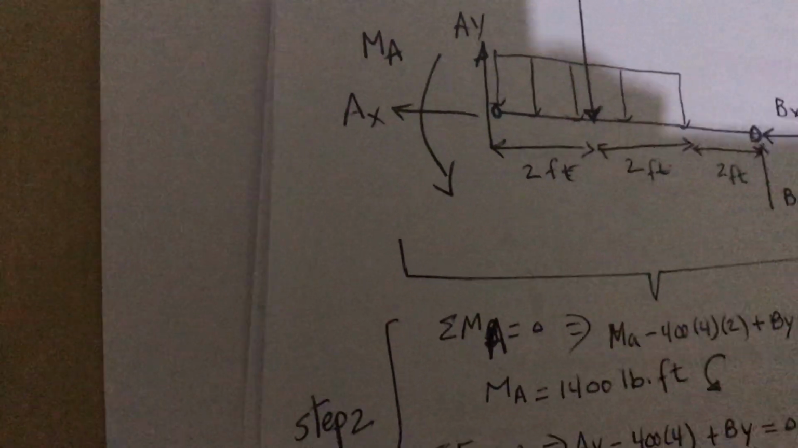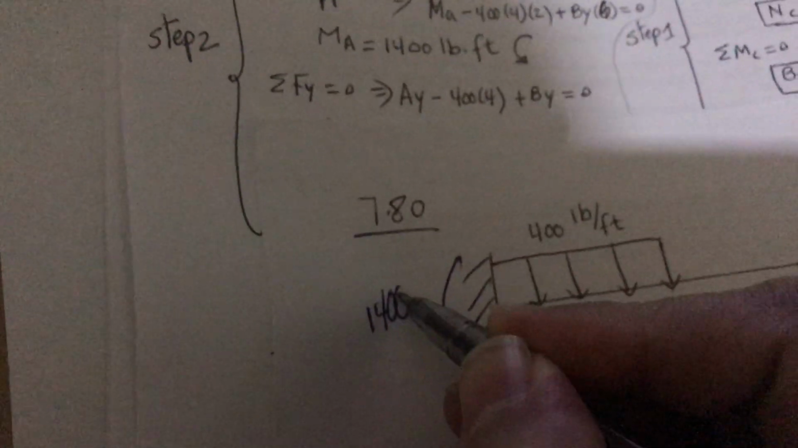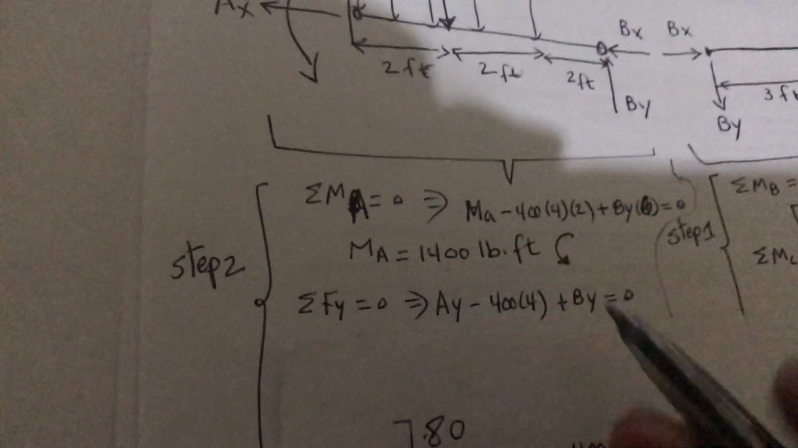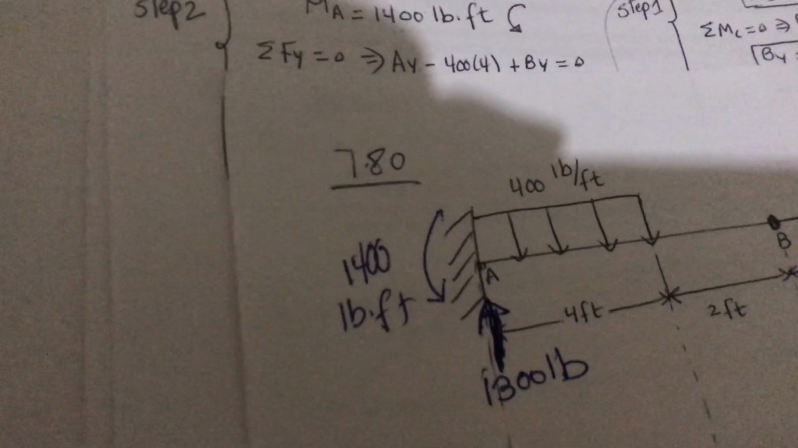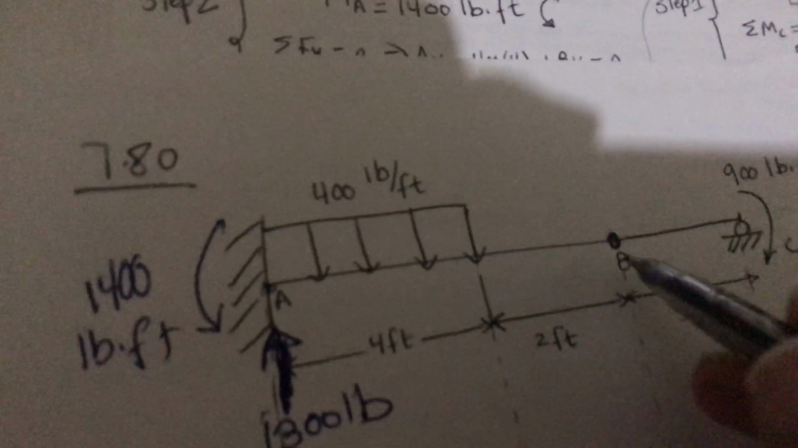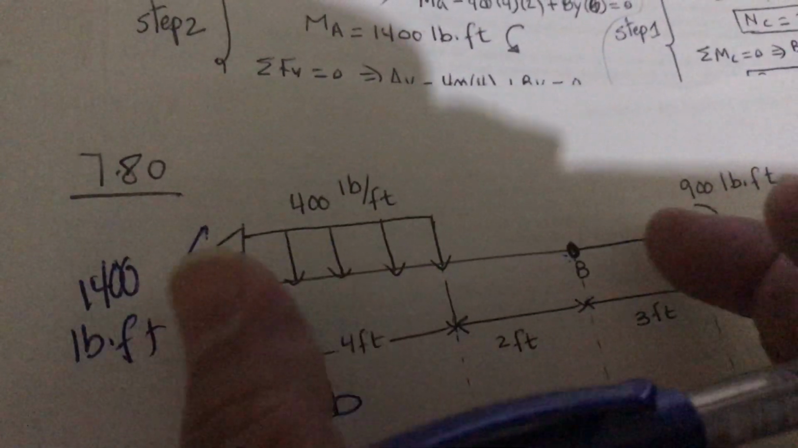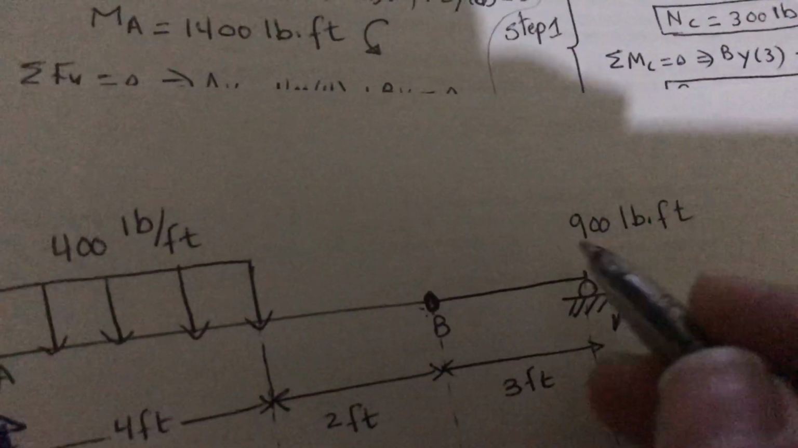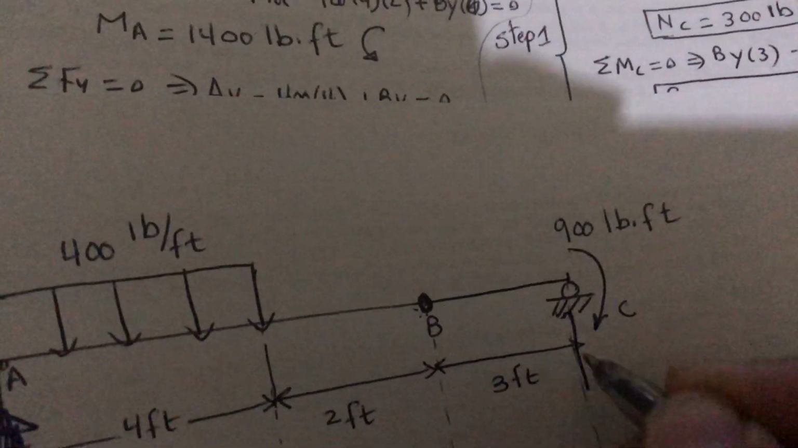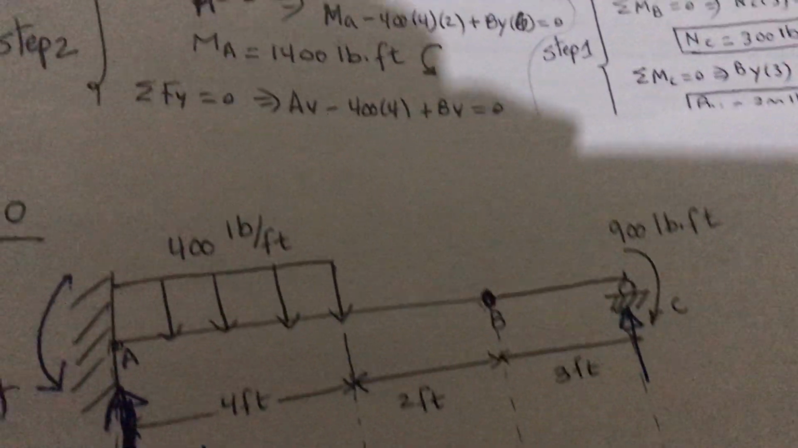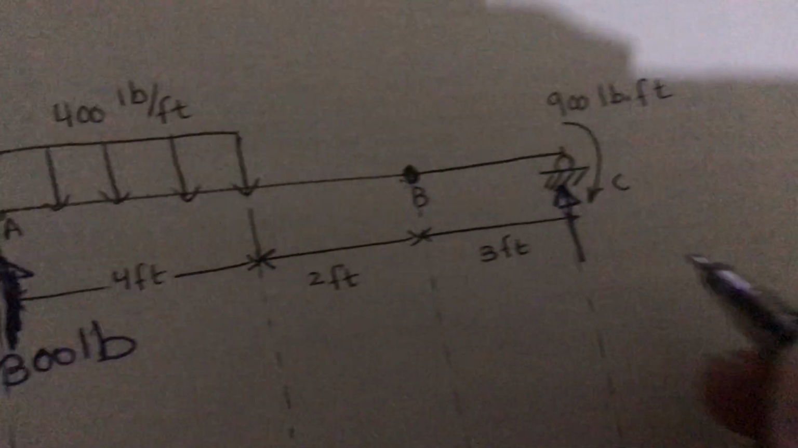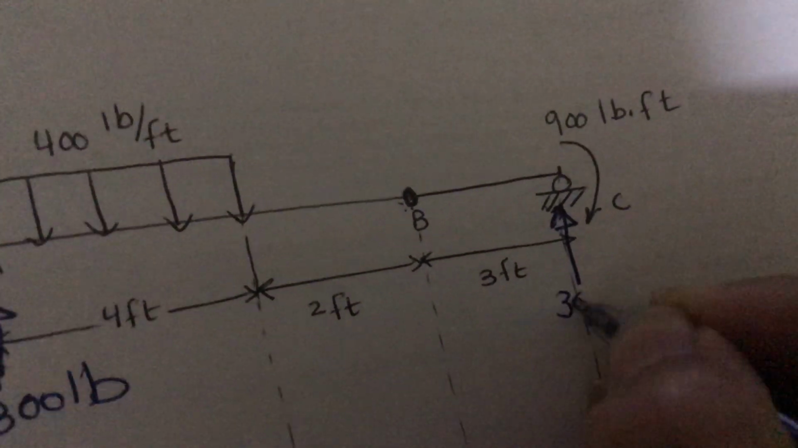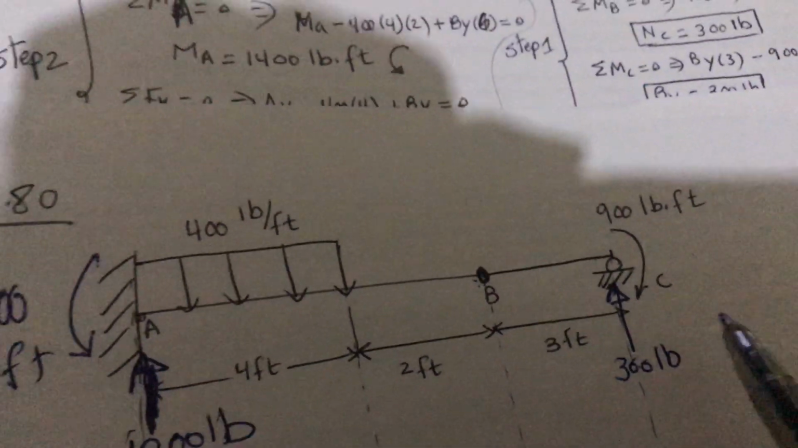1,400. Let's say 1,400 what? Pound-feet. 1,400 pound-feet. So don't worry, at bx and by, we're gonna make them now connected again. We have this moment and we have this force, normal force Cy or NC. Cy or NC is 300 pound. So it is 300 pound. So no, there's no more reactions.